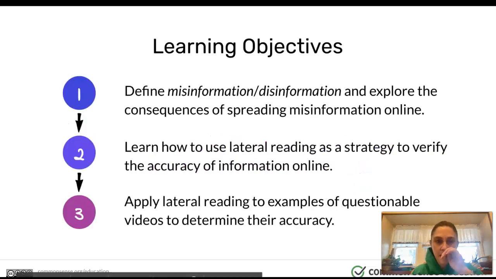We discussed that by the end of this lesson, we should be able to define misinformation or disinformation and explore the consequences of spreading it online. We're going to learn how to use lateral reading as a strategy to verify the accuracy of information online. So you've already watched the video about how to read laterally. And 3, you're going to now apply lateral reading to examples of questionable videos to determine their accuracy. So you're going to be given 3 videos today to investigate.